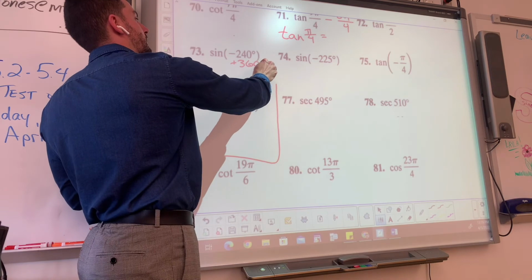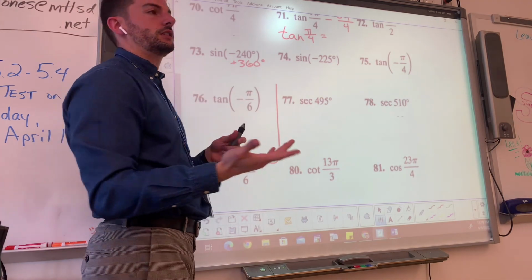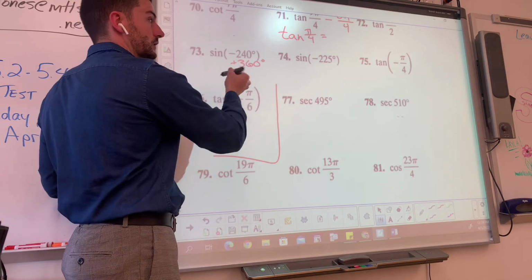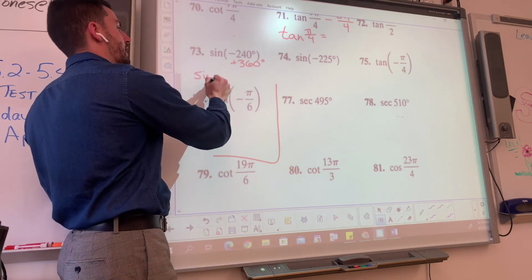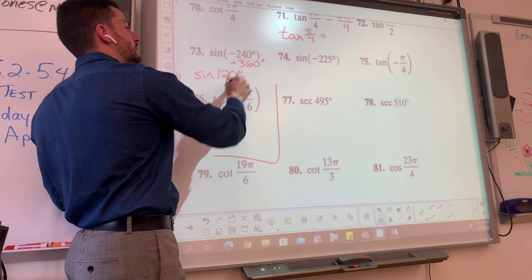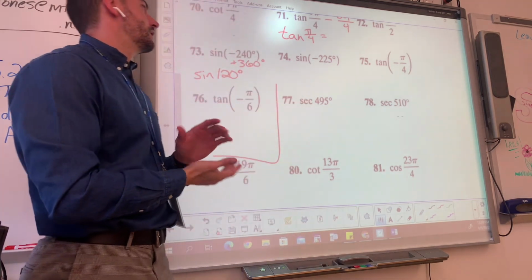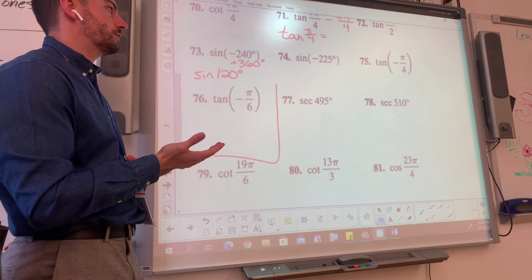So it's just, if it's over 360, you subtract 360. If it's below 0 into the negatives, you add 360. So this would be 73 sine of negative 120. So a negative 120 degree angle is equivalent to a 240 degree angle. And you can kind of go from there.